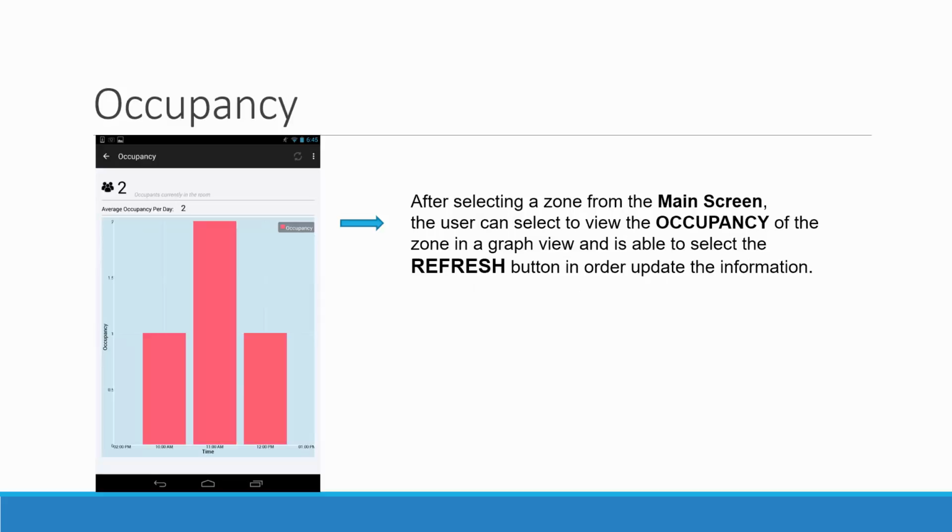Occupancy. After selecting a zone from the main screen, the user can select to view the occupancy of the zone in a graphic view and is able to select the refresh button in order to update the information.